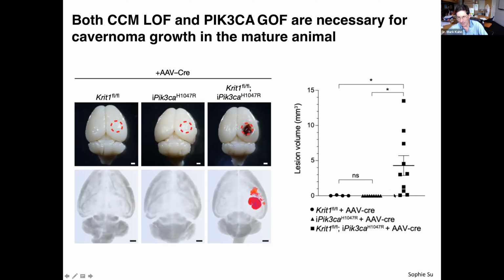But maybe most convincing, of course, are the data from Isam Awad's group, which actually looked at the entire brain and assessed in a blinded manner the volume of the lesions. And there's basically no lesion formation with either one of these mutations alone, and very robust lesion formation with both.